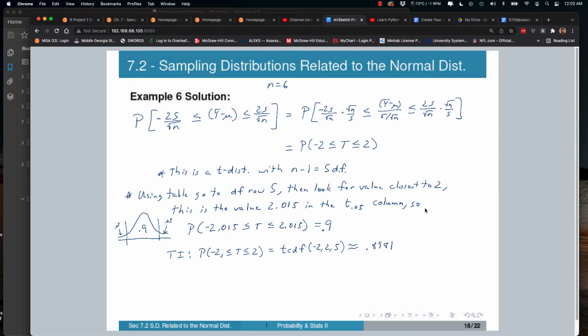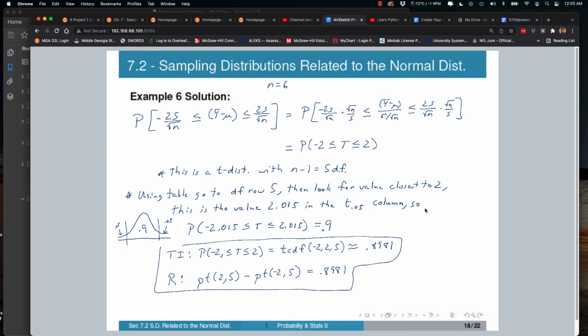So it's close to 0.9, but this is more accurate, around 89.8%. And you're going to get a similar answer with R, but with R, again, you're going to use the PT function for probability, and you do PT of the upper bound value of 2. And then you got to put in the degrees of freedom. Unlike the normal distribution, you just put in the degrees of freedom of 5, minus PT of -2, 5, which then equals 0.8981 as well. So either way you do that, this is a more accurate answer, and I would probably rather see this over this.